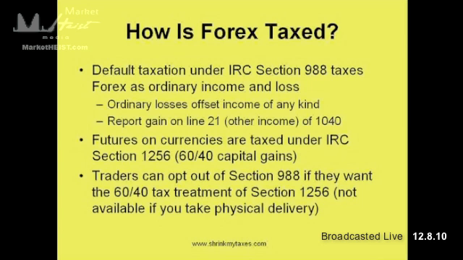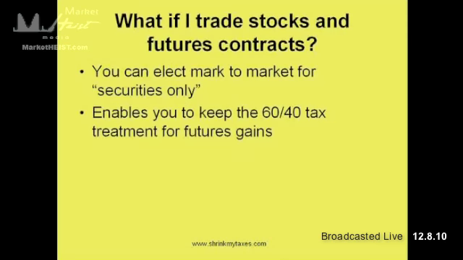Futures on currencies, if you're trading those, are actually considered 1256 contracts, and they get that 60-40 capital gains rate, as I talked about previously. And traders, you can actually opt out of Section 988 if you want to. You can opt out of 988 and get taxed as a Section 1256 contract if you're trading Forex. You get the 60-40 tax treatment, and that is not available if you take physical delivery of the currencies, which I don't know many traders that actually do.